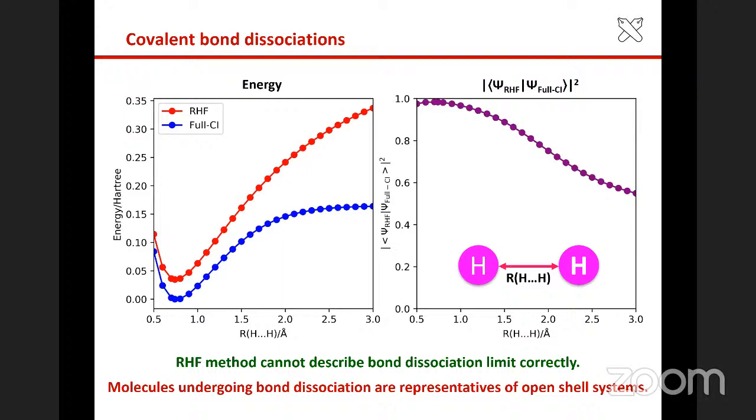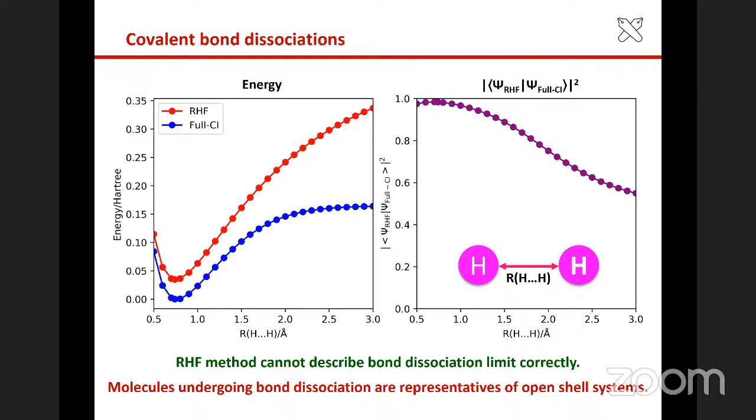And this is the energy. The blue one is the Full CI, and the red one is the Hartree-Fock energy. The right-hand side is the overlap between the Hartree-Fock wave function and the Full CI wave function for the ground state. As you can see, the overlap with the Full CI wave function is close to 1 around the equilibrium geometry. But if we elongate the bond distance, the overlap becomes close to 0.5.